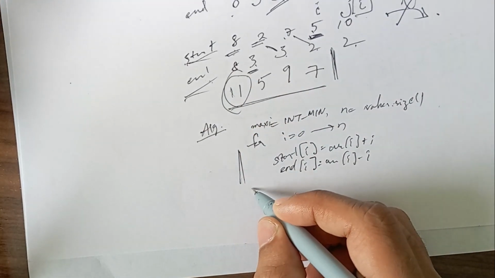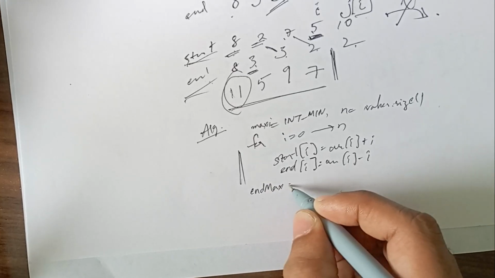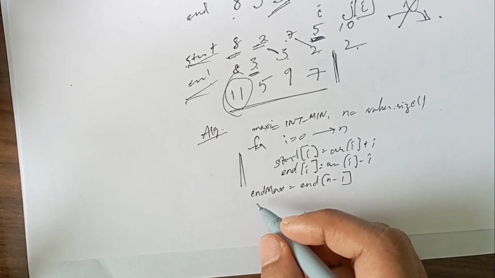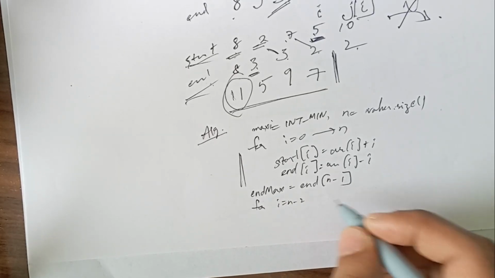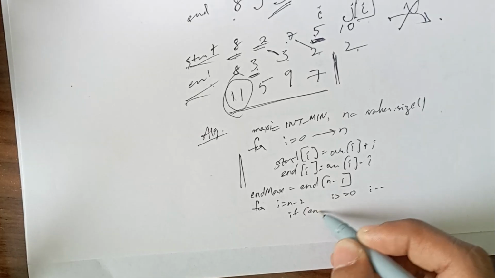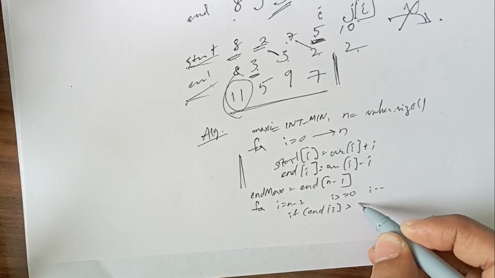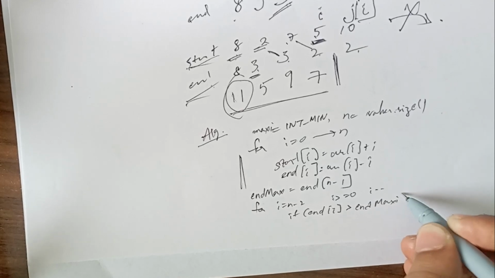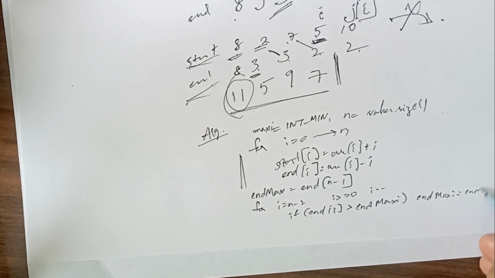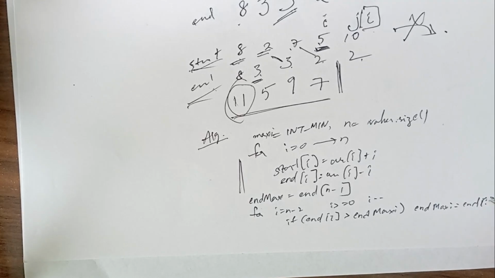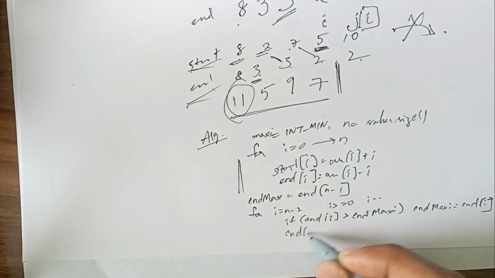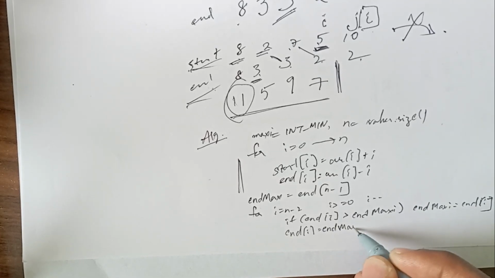Now, as I said, the maximum element after every index will be stored in this end. So, end maxi will be the last element. Now start from i equal to n minus 2, and i greater than or equal to 0, i minus minus. So, if end of i is greater than end maxi, then change our end maxi: end maxi will be end of i. And as we have changed our end maxi, now end of i will be end maxi.